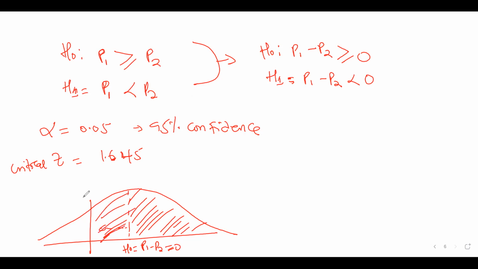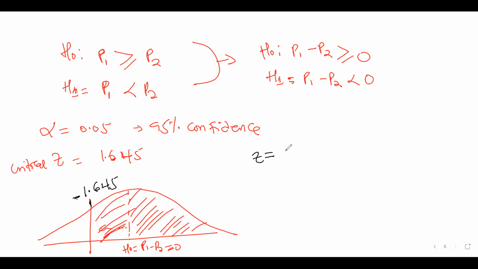But the critical Z, because it's on the left-hand side, will become negative 1.645. The critical Z becomes, testing at 95% confidence but on the left-hand side, negative 1.645. Now our duty is to compute our Z, and then we will compare it to the critical Z, and then we will reject or fail to reject.